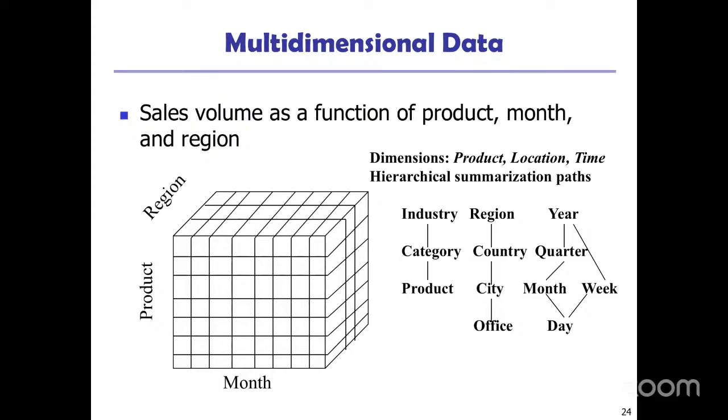For example, dimensions: product, location, time, with hierarchical summary paths, that is industry, category, product; region, country, city, and office; and year, quarter, month, week, and day in detail. Okay, these are the dimension names. One dimension name is region, another is product, another is month.